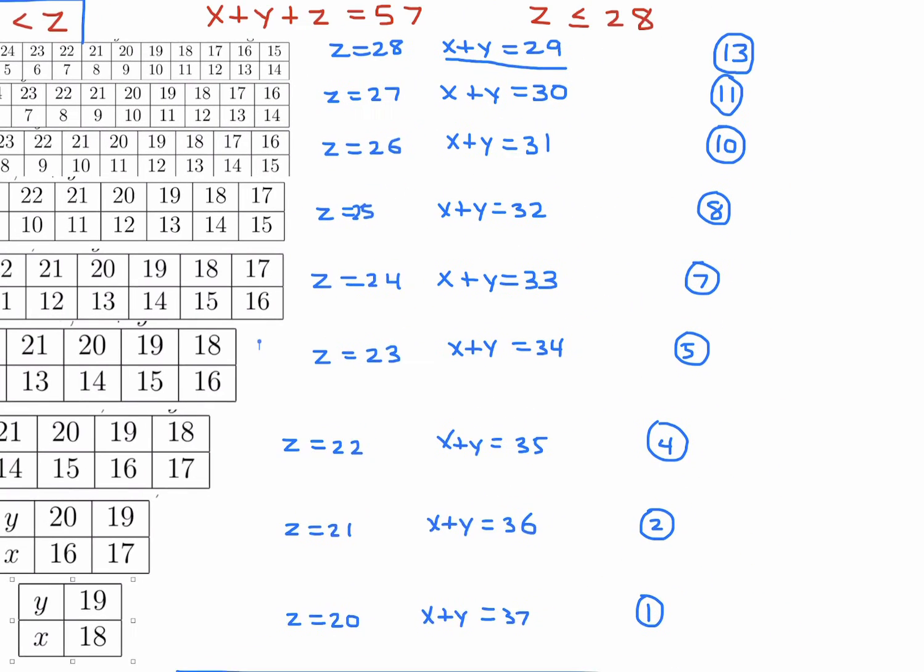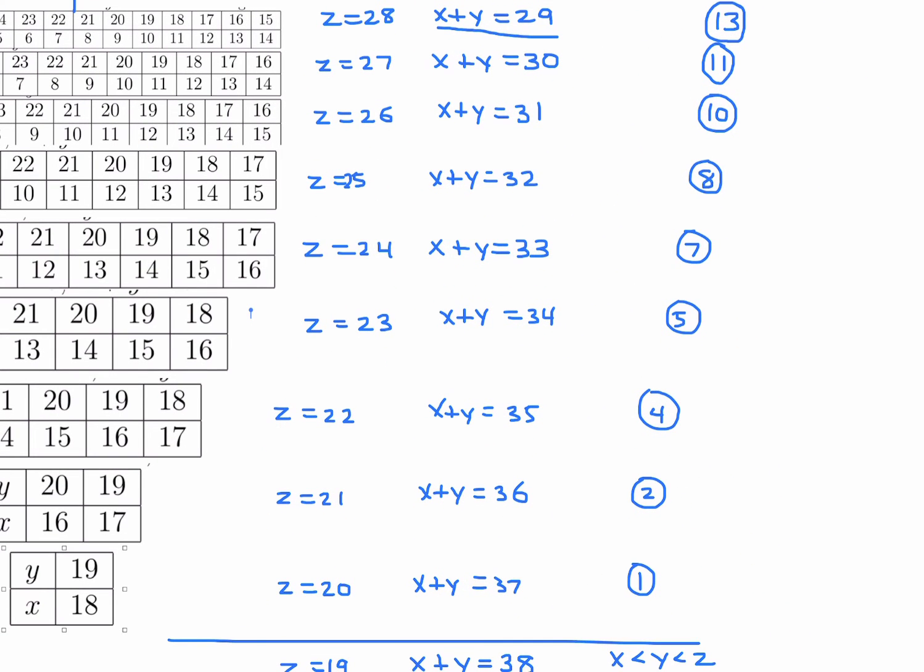Okay, so all we got to do now is take a look at our values and add them up. All these values that I circled: 1, 2, 4, 5, 7, 8, 10, 11, 13. And when you add up all those, you get 61.